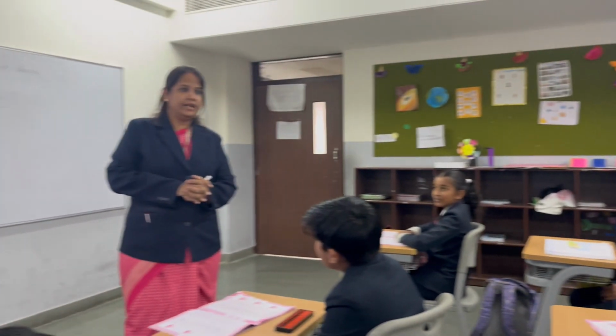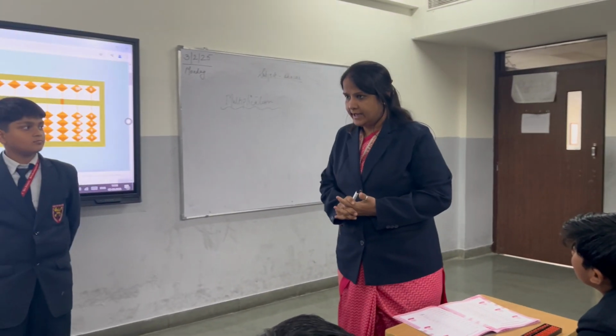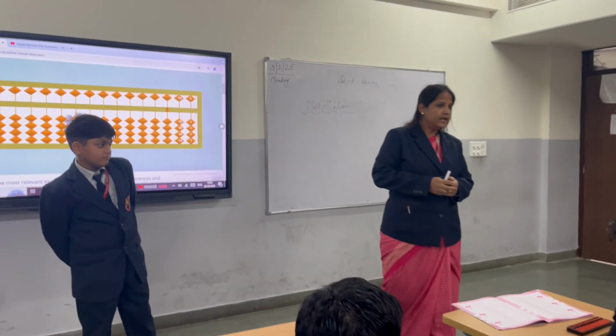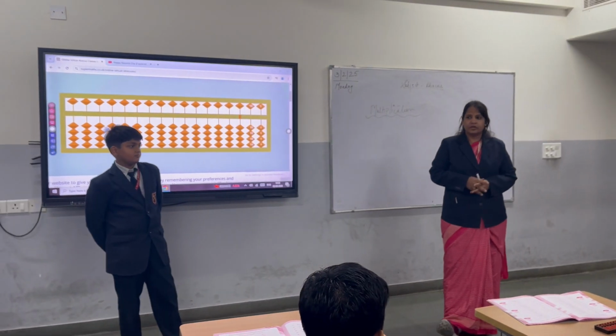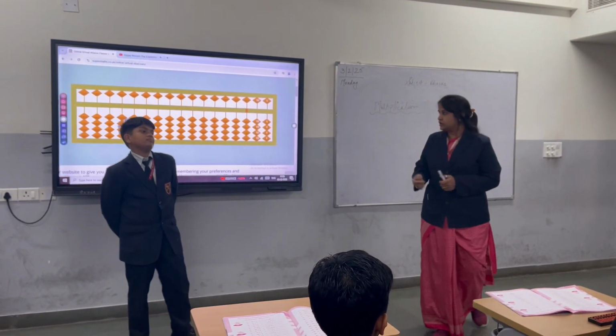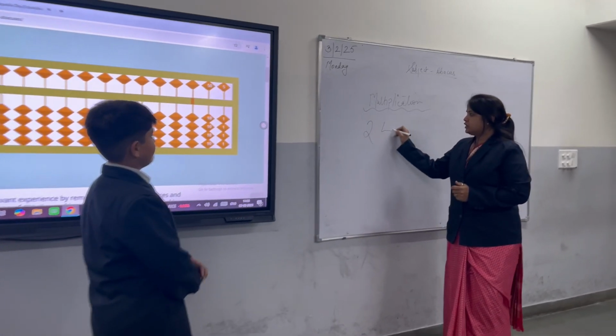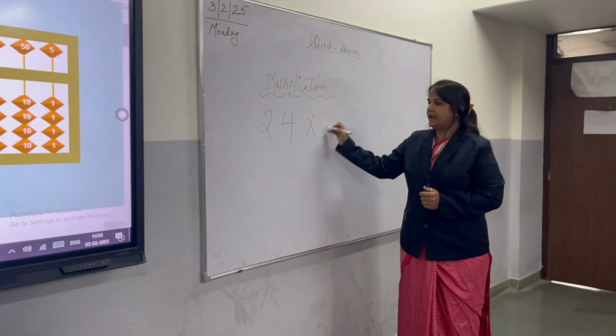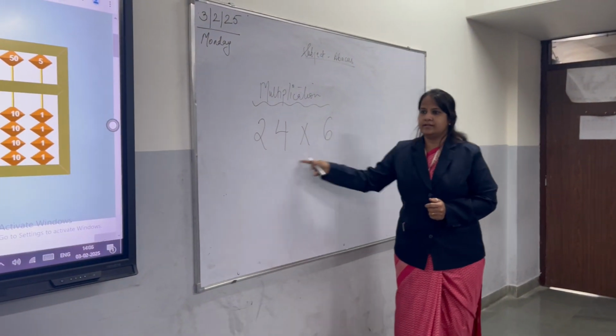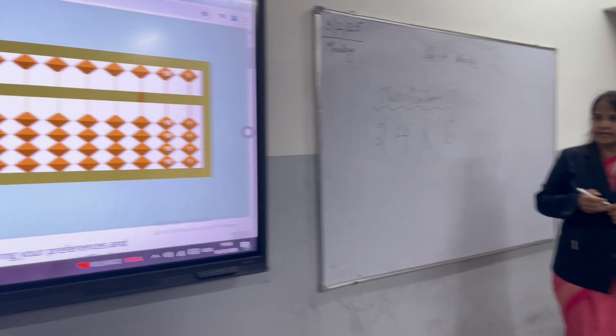Previous class we have done multiplication using Abacus scale. So let us revise once again. Let's see how students are performing using Abacus scale multiplication. So my question is, Akshit, you have to solve it. If I give a question 24 multiply 6, 2 digit with 1 digit. Can you solve it using Abacus scale?